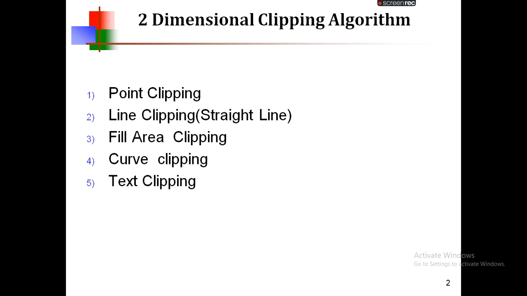In computer graphics, we use various types of clipping algorithms. Like we have the point clipping algorithm, next the line clipping algorithm, third the fill area clipping algorithm, fourth the curve clipping algorithm, and fifth the text clipping algorithm. So these are the various types of clipping algorithms we use in computer graphics.